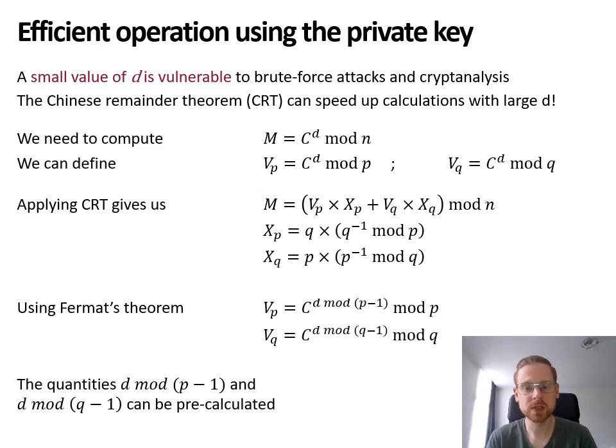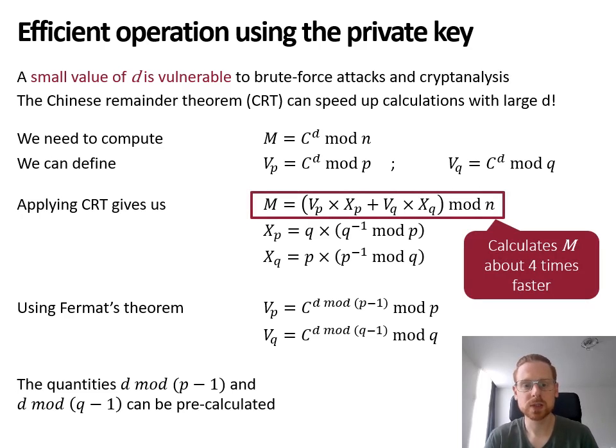Now, using Fermat's theorem, we can derive that vp also equals c to the power d modulo p minus 1 modulo p, and vq equals c to the power d modulo q minus 1 modulo q. The values d modulo p minus 1 and d modulo q minus 1 can actually be pre-calculated, as d, p, and q are known in advance. By doing this pre-calculation, this calculation of m is about 4 times more efficient than the original calculation of c to the power d modulo n.